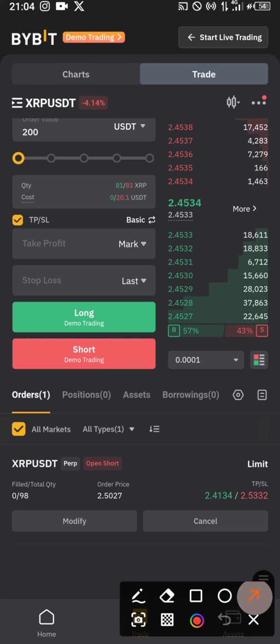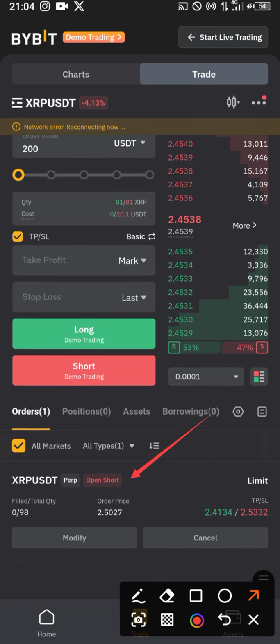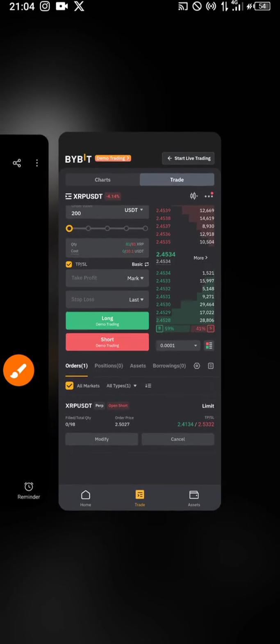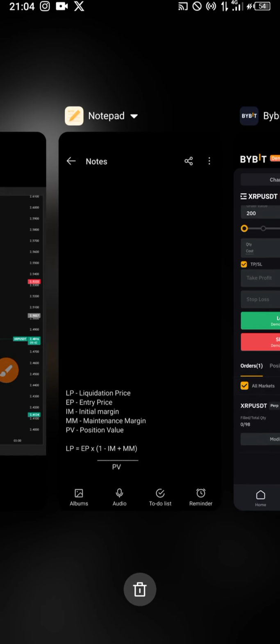Why did they write order price? Because the market has not yet been filled. You understand? That's why they put order price. Assuming it has been filled, it's going to be entry price. But it has not yet been filled, so it's order price, which is the same thing as entry price. Now the next thing is initial margin, IM.